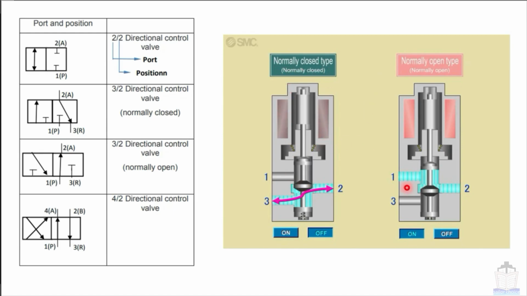In normally open type, you can see number 1 port is connected to number 2 port. That means pressurized gas is allowed to flow to other ports. That is called the normally open type. I hope this is clear.